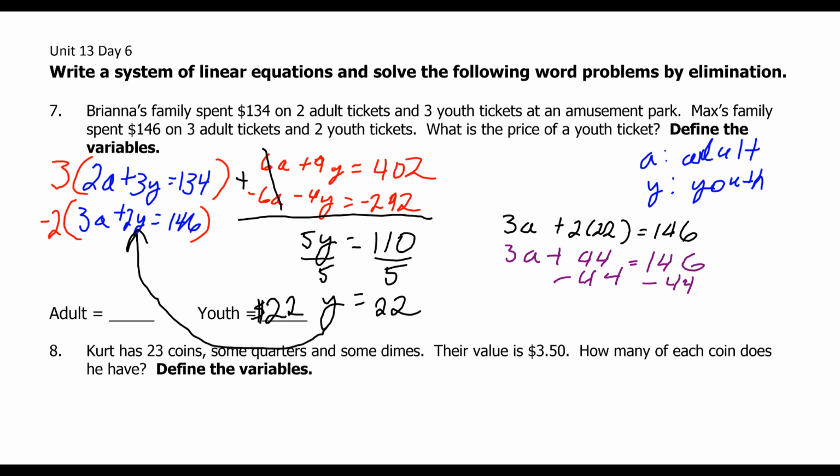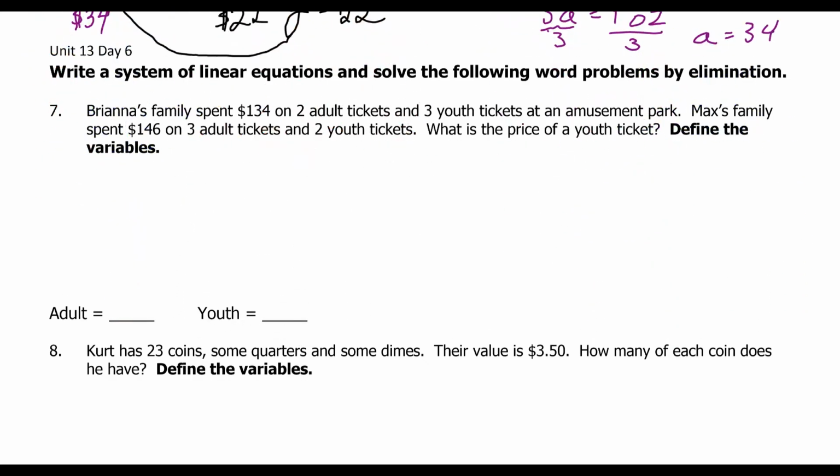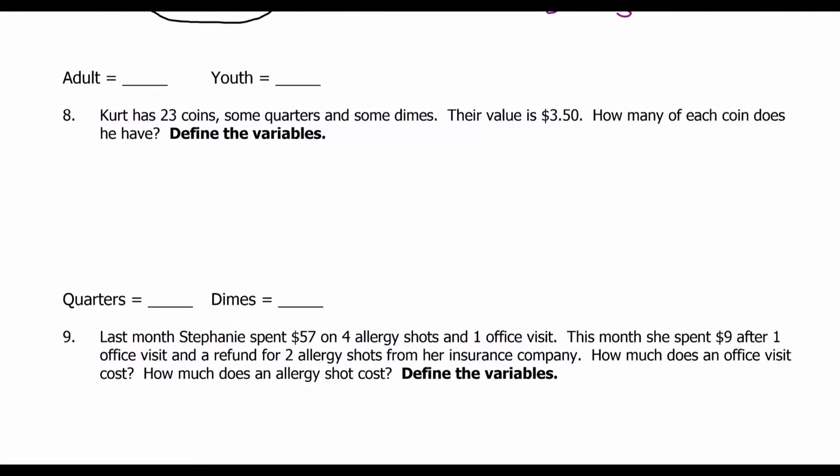Alright, so we got 3a equals 102. We're going to divide each side by 3. And we have a equaling 34. So it's $34 for an adult ticket to the amusement park. It's not too bad. Just make sure that you're putting everything with what it goes with, if that makes sense.